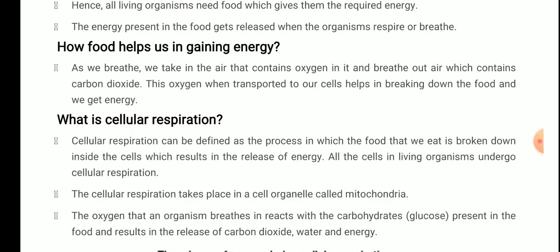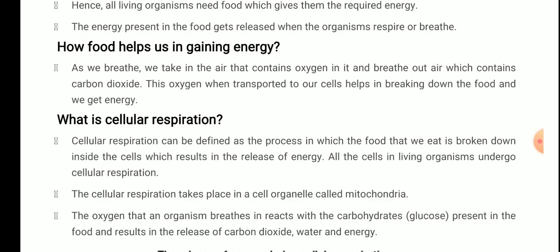Previously we talked about how food helps in gaining energy. I told you that oxygen breaks down the food. Now we will talk about how it breaks down that food. Food has various types of components, and one of those components is carbohydrate, as we all know. So the oxygen that an organism breathes in reacts with carbohydrates present in the food and results in the release of carbon dioxide, water, and energy.